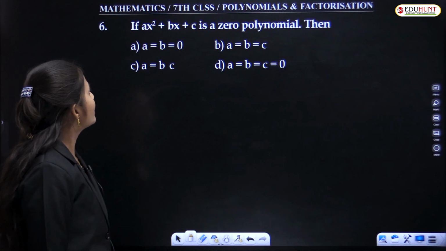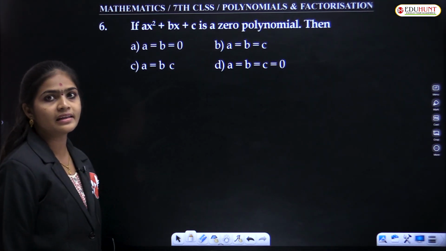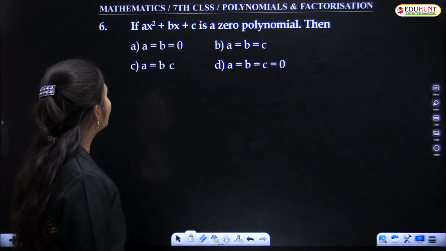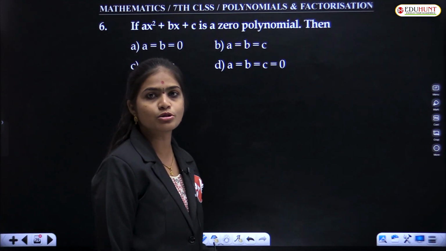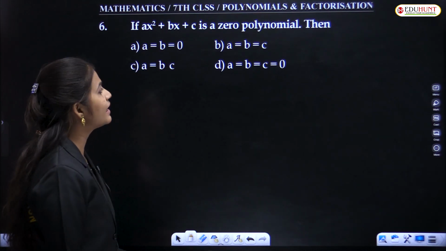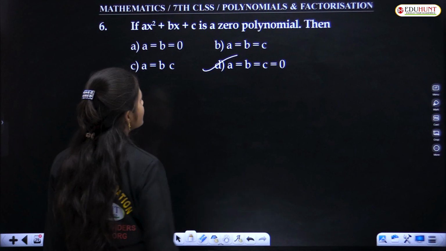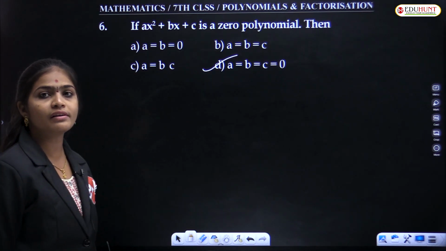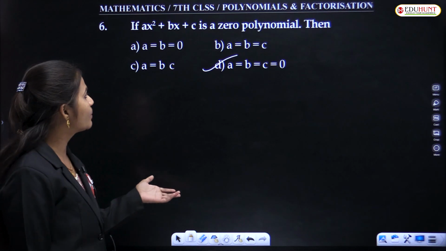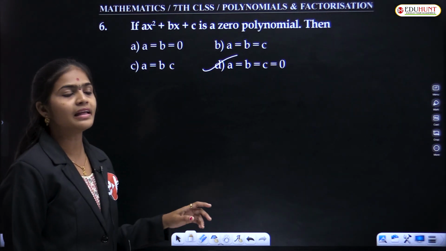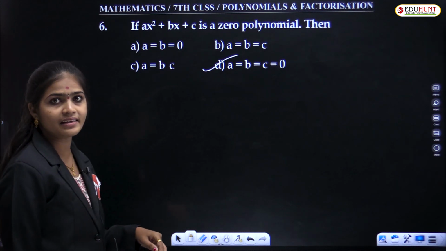Here, ax square plus bx plus c is a 0 polynomial. Then we can say that if a equals b equals c equals 0, then that is a 0 polynomial. Direct bit, no. So that is a equals b equals c equals 0. The total value becomes 0. Okay, the coefficients of all the variables become 0. Then we can say that that is a 0 polynomial. Okay, so option D is correct here.